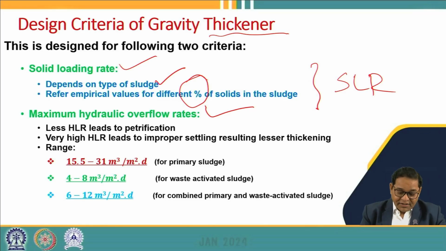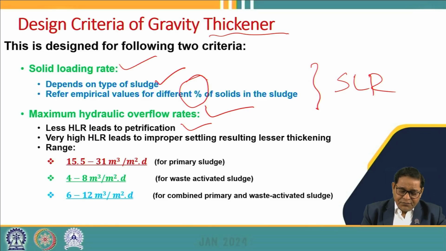And then there is the maximum hydraulic loading rate. Hydraulic loading rate, as you know, is the surface overflow rate. If there is a very low hydraulic loading rate, the retention time of the sludge in the tank will increase, and that in turn may cause putrefaction of the sludge. So there is a limit: the hydraulic loading rate should not be less than 4 to 15 meter cube per meter square per day.